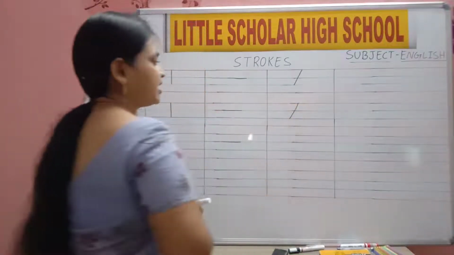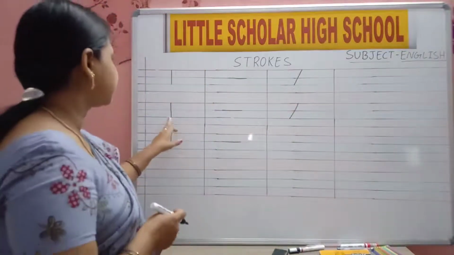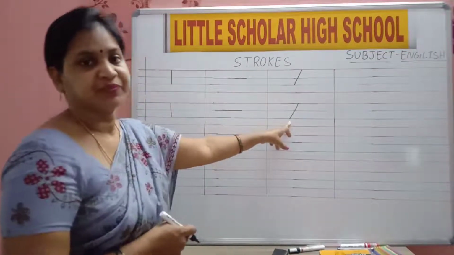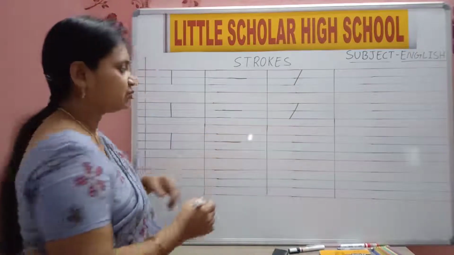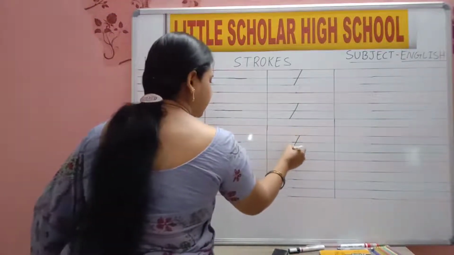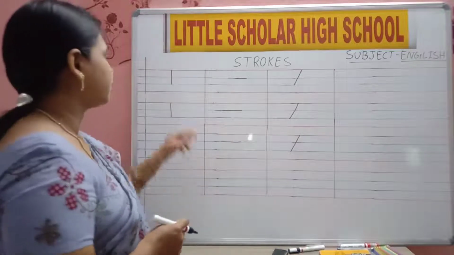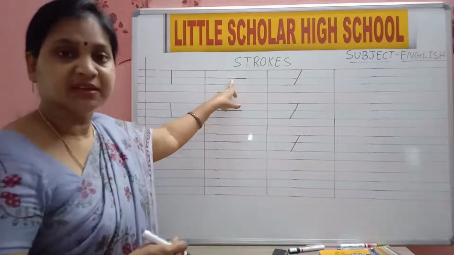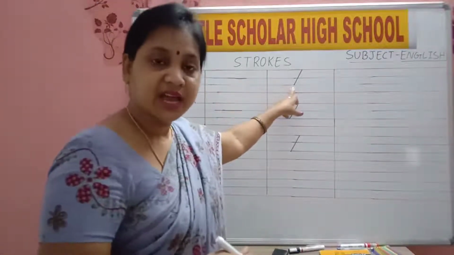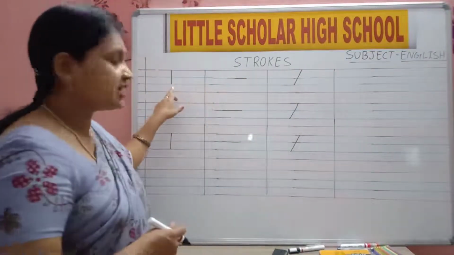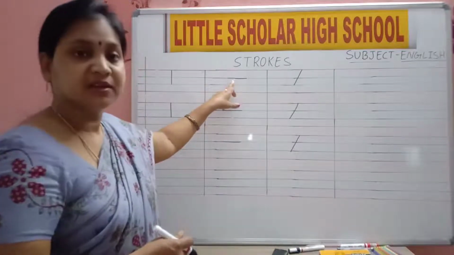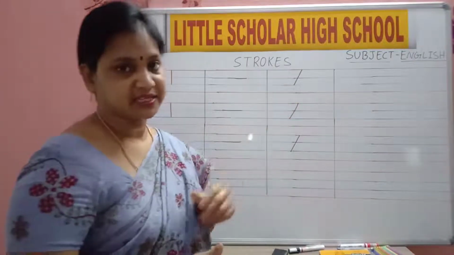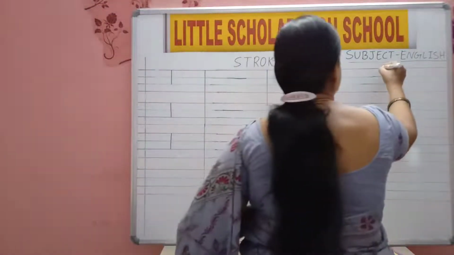Yes, slanting line, touching the first 3 lines. This is a straight line, standing line. This is slanting. Yes, how is the line here? Slanting. Once again, slanting line. Now say all 3 lines. Standing line, sleeping line, slanting line. Once again, standing line, sleeping line, slanting line. Yes, which line is this? Slanting.